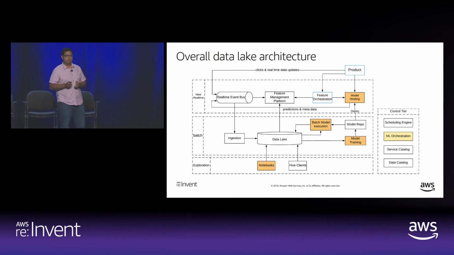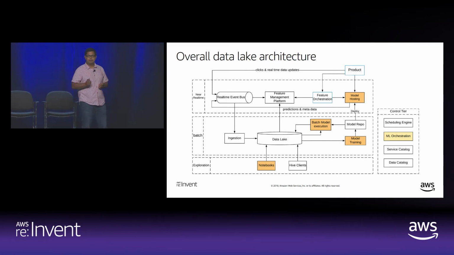store those models in a model repository after we train them, and then push them out into a REST API model hosting system. We have a control tier, which gives us things like scheduling engine to run batch jobs for either training or model execution, an ML orchestration that helps us track model versioning, and that's one of the parts I'll give a demo about at the end. A service catalog, which gives us standardized implementations of SageMaker resources and other AWS resources, and a data catalog to help us track what data is available where.